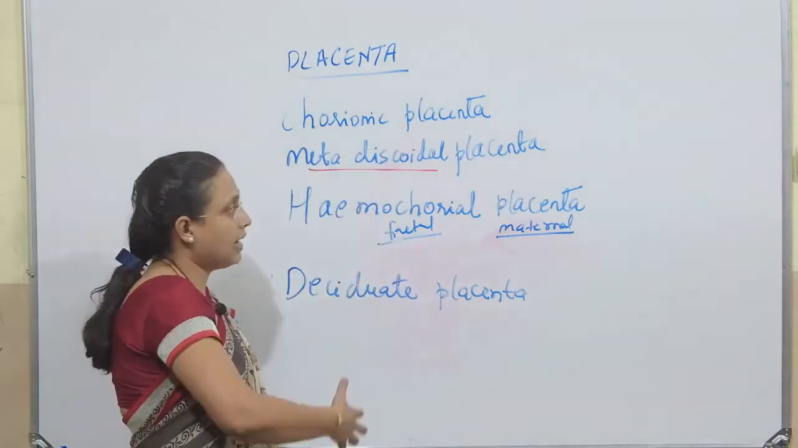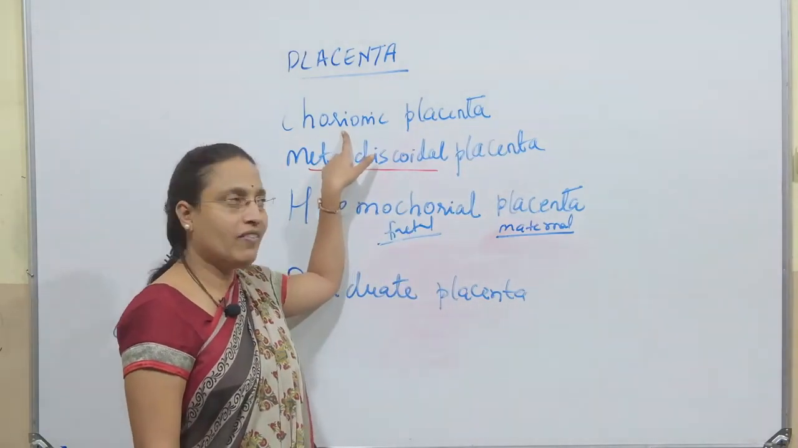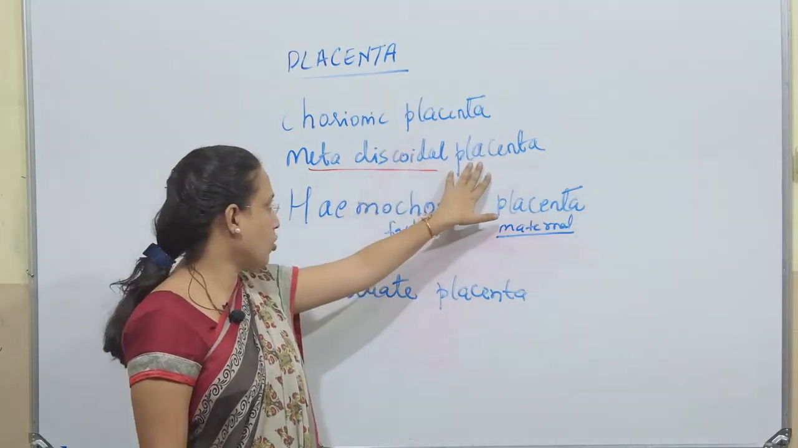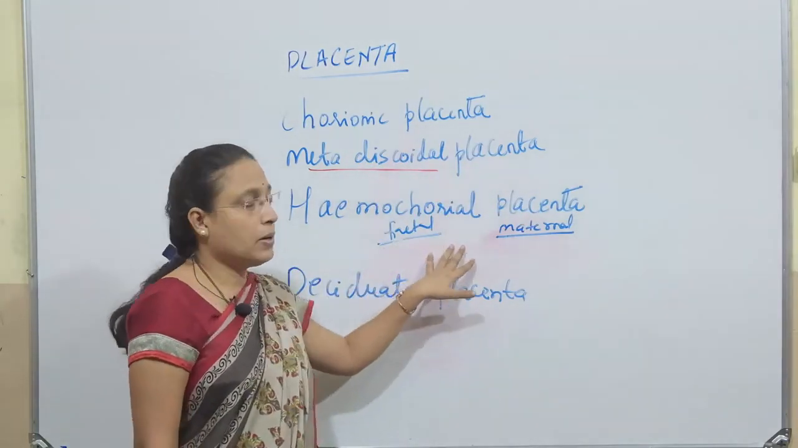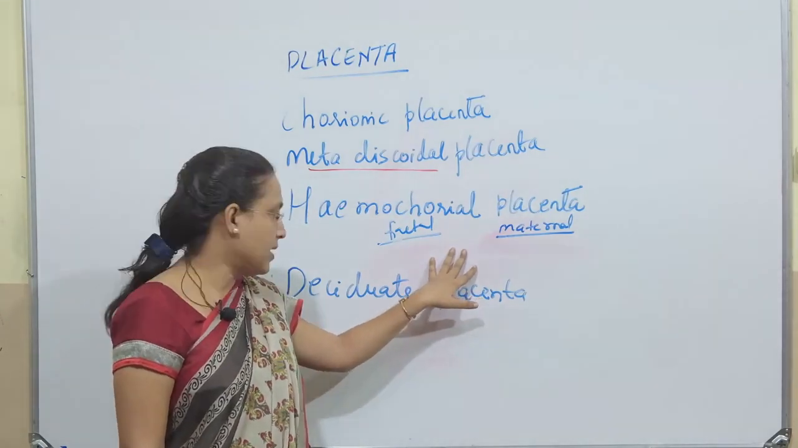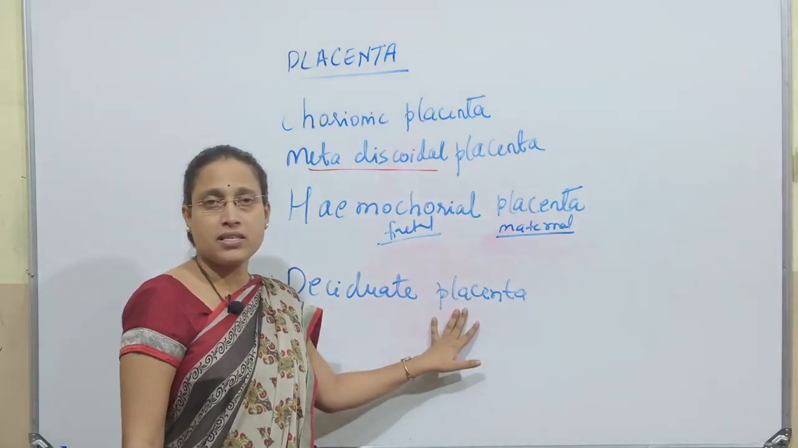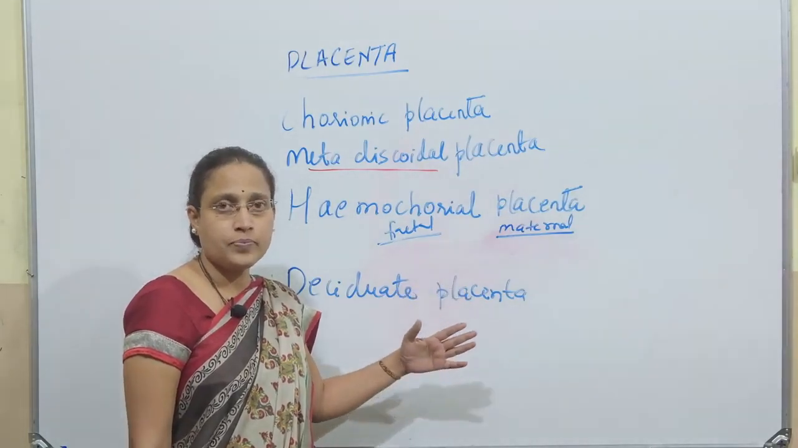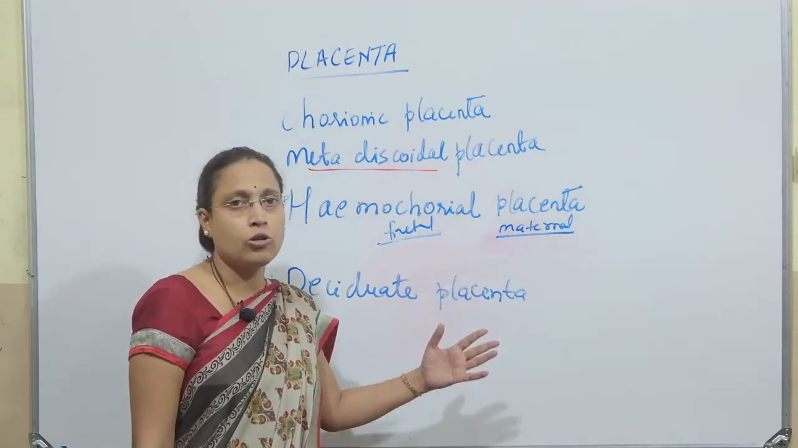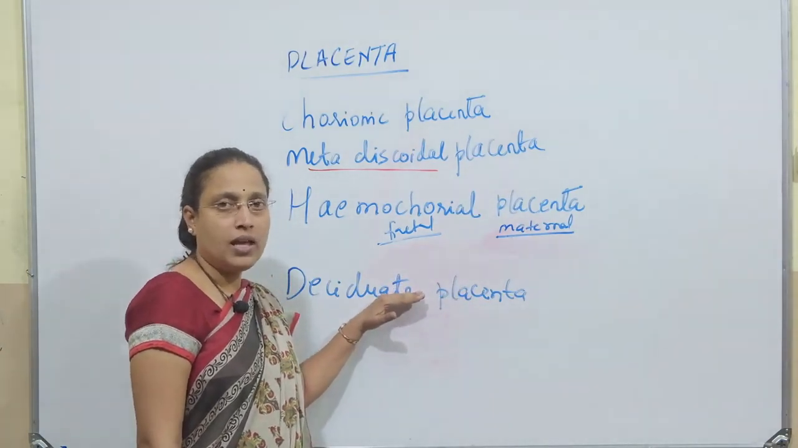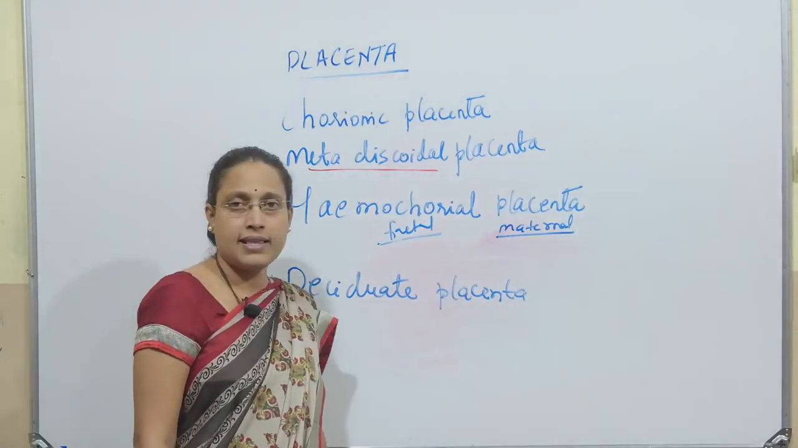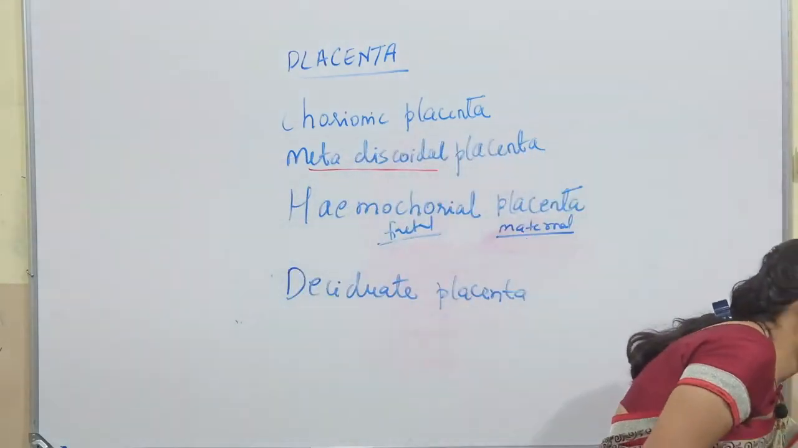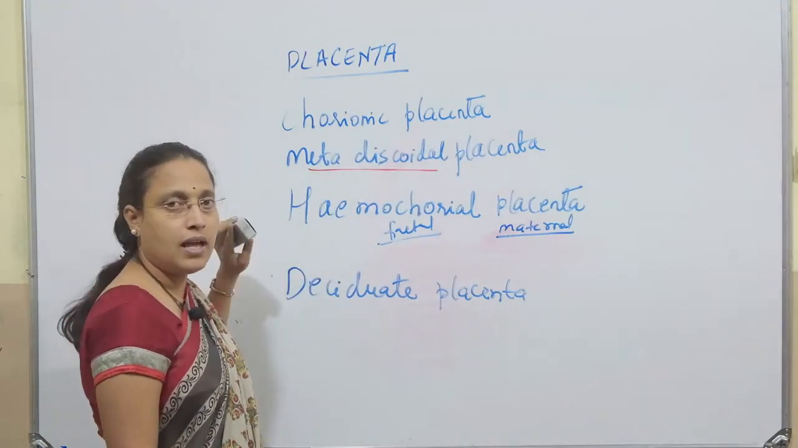So these are the different names given. It originates from chorionic villi, and it is confined to a disc-shaped region within the uterus. So it's called metadiscoidal placenta. It is hemochorial placenta because the villi directly dip into the maternal blood. It is deciduate placenta because when the placenta is released after the birth, some of the decidua is also damaged and released outside along with the placenta. So these are the different ways in which the human placenta is described.